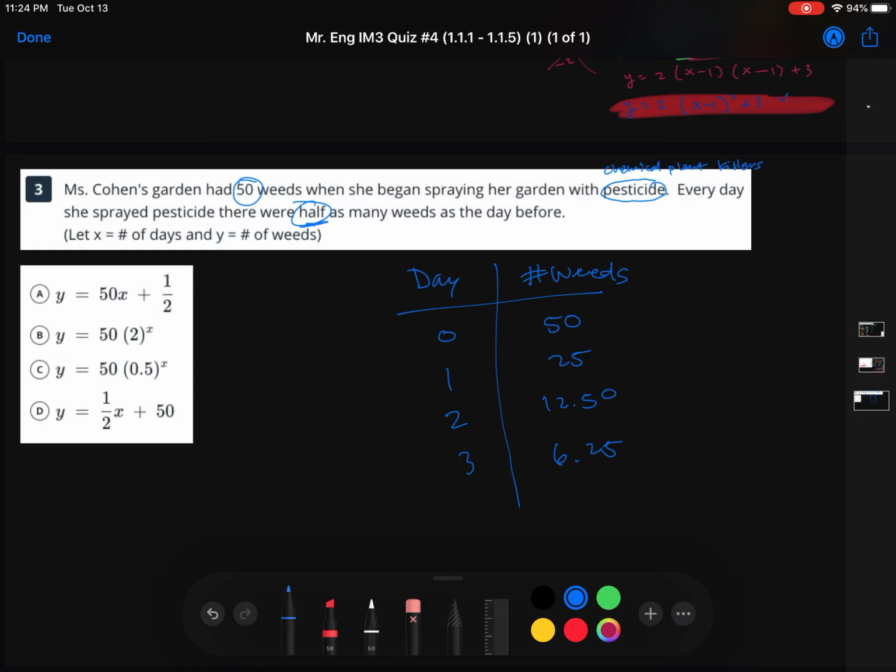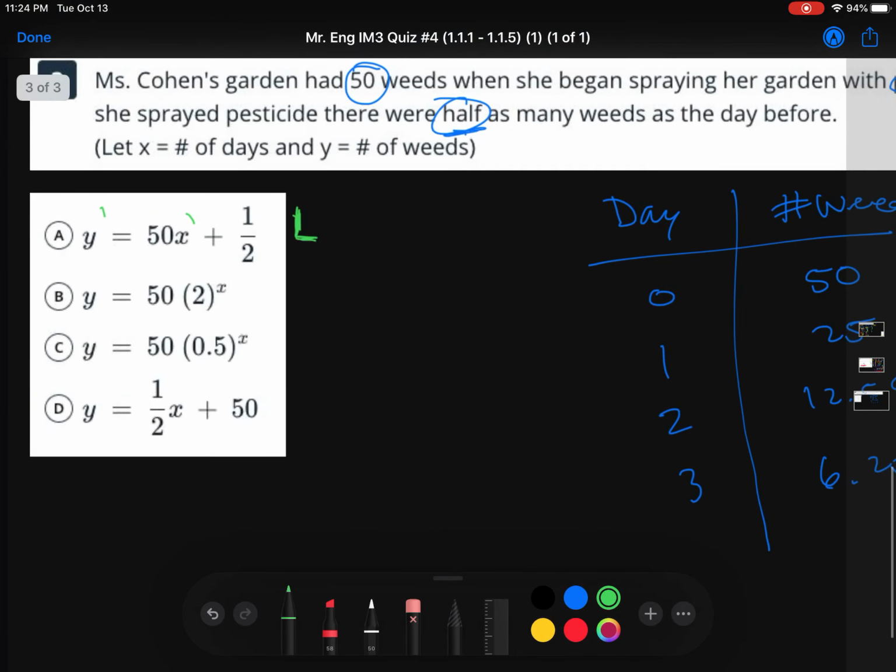So which equation do we have here? Okay, let's break these down. This one is linear. How do I know that? Because the x and the y's are to the first power, okay? B is exponential. Are you guys using your foldables here? It's an exponential because the base of the exponent is a number, and the exponent is a variable. So this one's also exponential and linear.